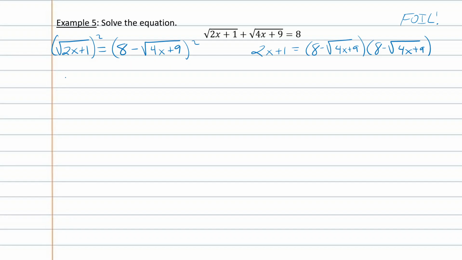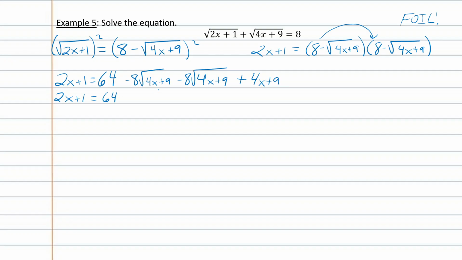Okay. So I'm going to leave the left-hand side alone, the 2x plus 1. I'm going to FOIL out the right-hand side. 8 times 8 is 64. 8 times the negative square root of 4x plus 9. And then the negative square root of 4x plus 9 times 8 is the negative 8 square root 4x plus 9. And then the negative square root of 4x plus 9 times the negative square root of 4x plus 9 is positive 4x plus 9. Okay, let's continue to simplify here.